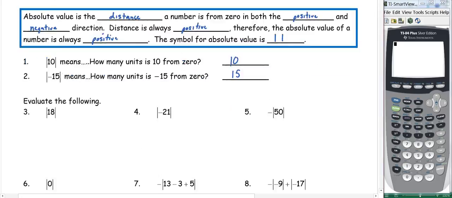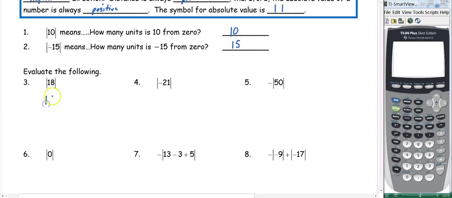So evaluate the following. The absolute value of 18 is just 18. The absolute value of negative 21. So how far is it away from 0? 21. Now, 5 is where it gets a little bit tricky because there's a negative out front. So this negative out front really means negative 1 times the absolute value of 50. So first, we need to do the absolute value of 50 and then worry about the negative 1. So we have negative 1 times the absolute value of 50, which is 50, and then multiply, get a negative. The only time you will have a negative solution is if there is a negative out front.